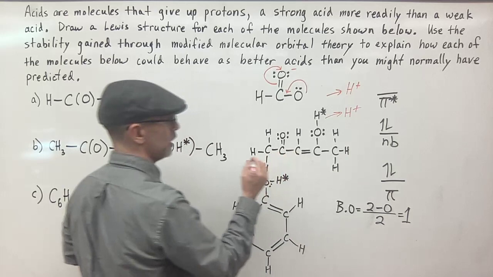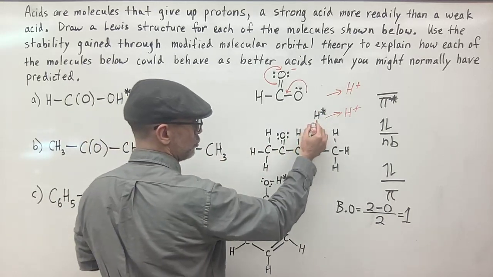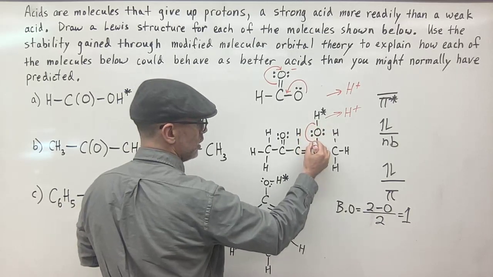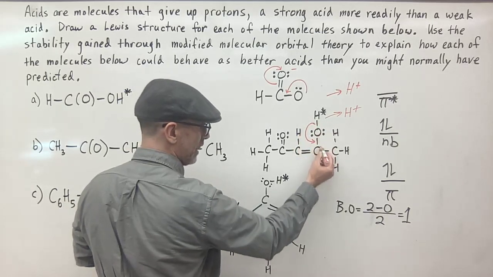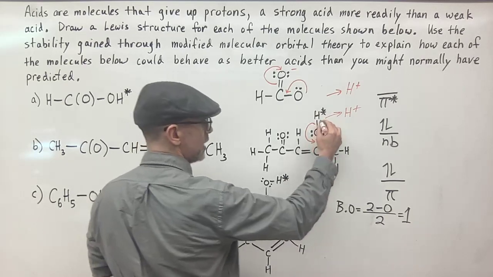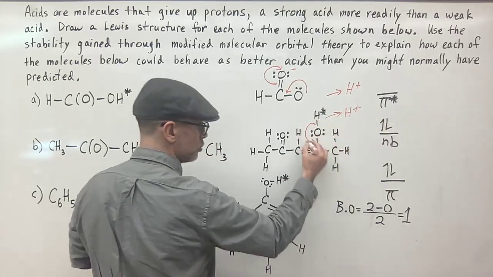Let me show you what I'm talking about here. So what could happen is the electrons in this bond here could then be moved to create a double bond there with this carbon. So this hydrogen would break off, becoming positive because it lost the 2 electrons.